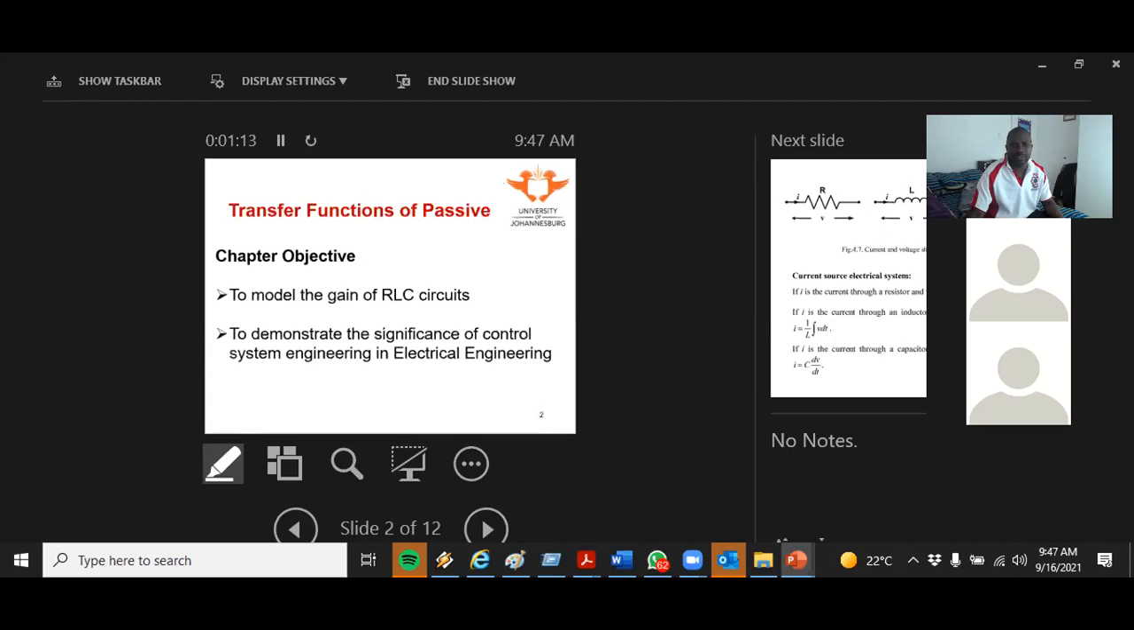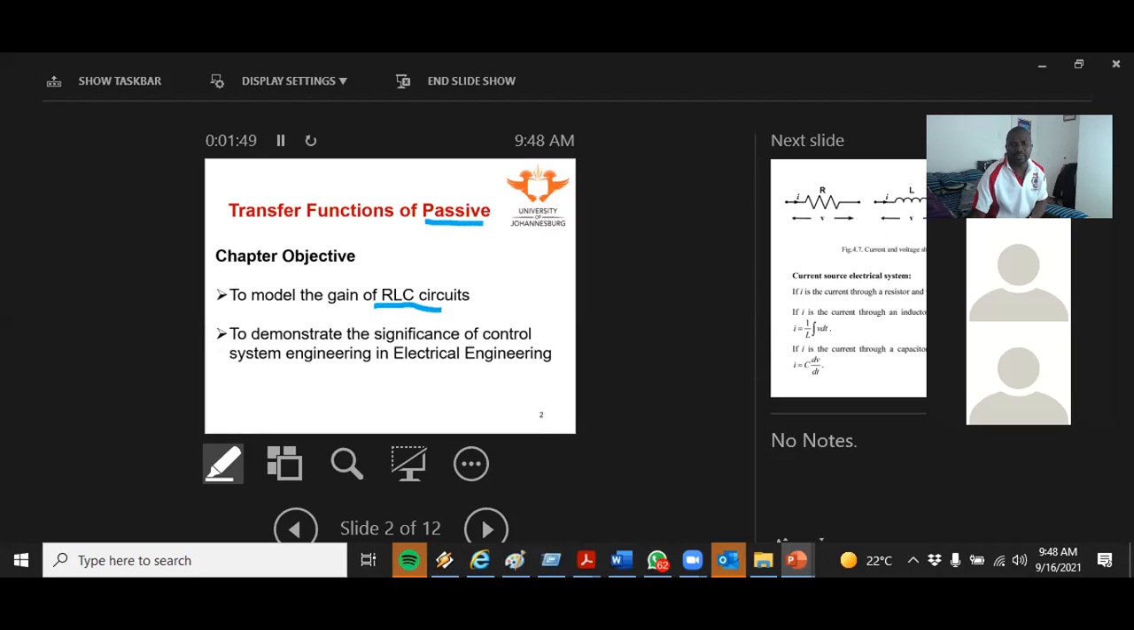Now we're carrying on with transfer function, but now we're going to look at passive components. In that simulation presentation, I explained that we refer to passive things which don't have to be biased, things which don't have VCC and ground for them to work, like a resistor, an inductor, a capacitor. With this, we're going to show you how you can model an RLC circuit.